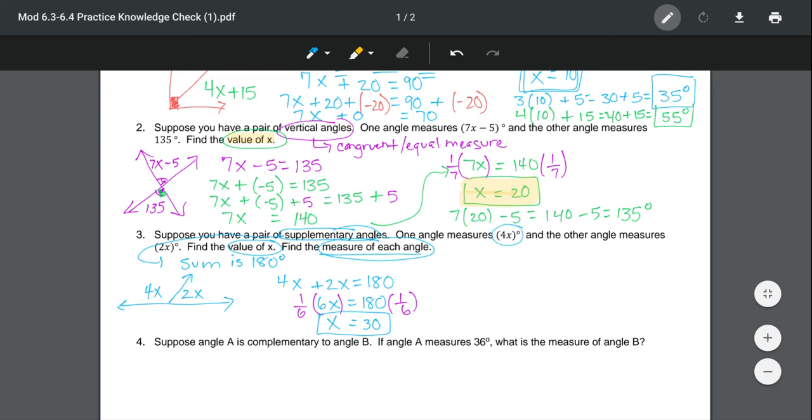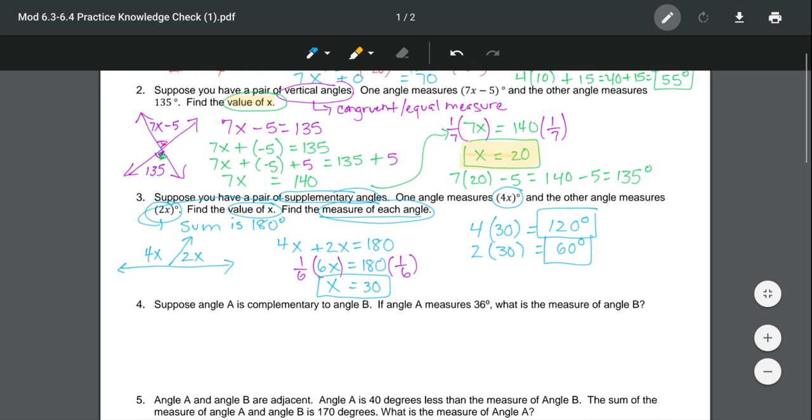So one angle is 4x, so we take x and multiply it by 4. So 4 times 30 is 120 degrees. And the other angle would be 2 times x, so 2 times 30, which is 60 degrees. So the angles are 120 degrees and 60 degrees. Okay, you can check that 120 plus 60 is 180, so that tells you that you solved correctly.